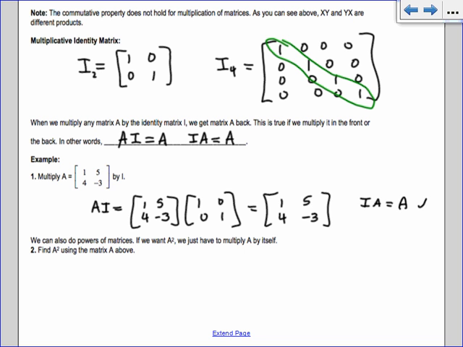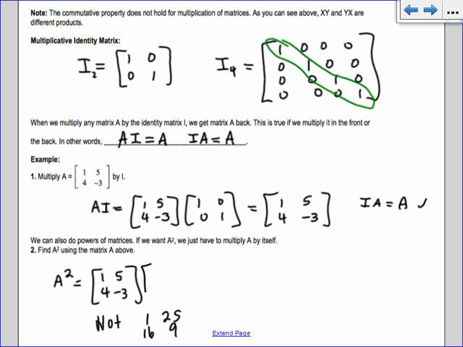All right, so if you see something that says find A squared, just know that you can't just square every single item. I don't know how many times I've graded tests when people say that the answer is 1, 25, 16, and 9. It just kills me. Please don't do that to me.